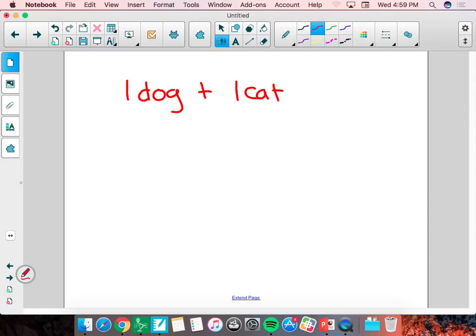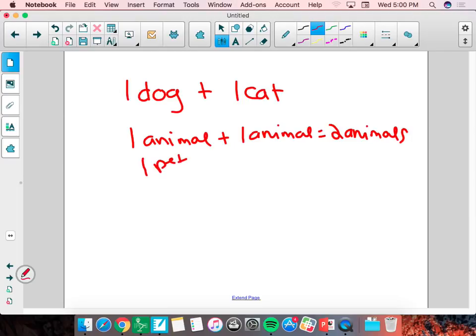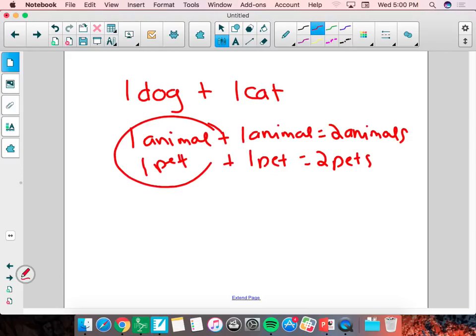We're trying to find a like term that they have. So my class came up with they're both animals. So I could say I have 1 animal and Mrs. Markloff has 1 animal. And together, we have 2 animals. Another way to say it is the idea of pets. I have 1 pet, Mrs. Markloff has 1 pet, and together we have 2 pets. These would be like terms for the other original words we were using. We've changed them so we can add them together.